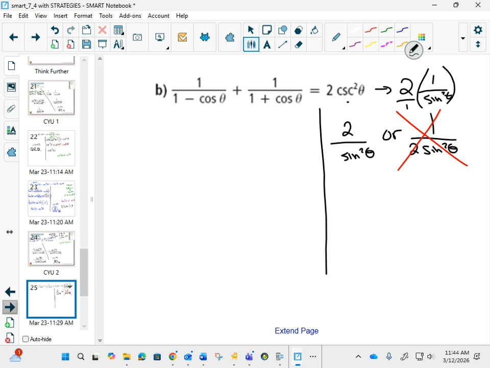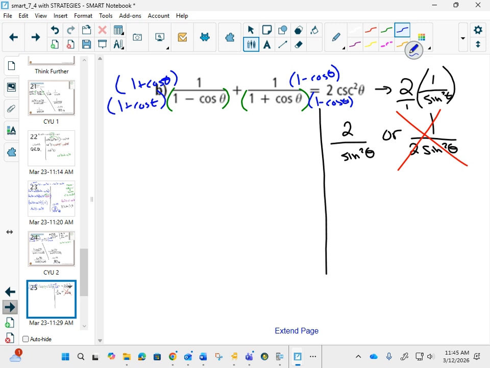Okay, so this side is a single fraction. This side is not a single fraction. How do I get a single fraction? I need a common denominator. This is grouped, adding and subtracting groups things together as single factors. So it looks messy, but we're going to have to multiply this first one by 1 plus cos theta on the bottom and the top by 1 plus cos theta. And the second one, we have to multiply by 1 minus cos theta on the bottom and the top by 1 minus cos theta.